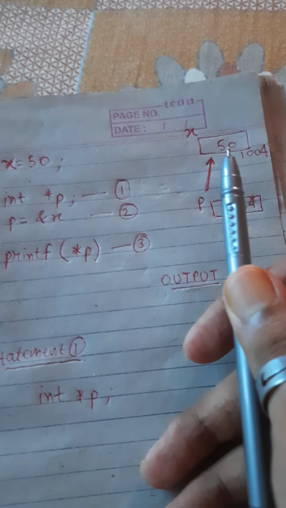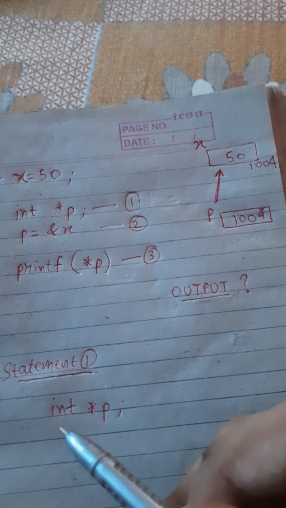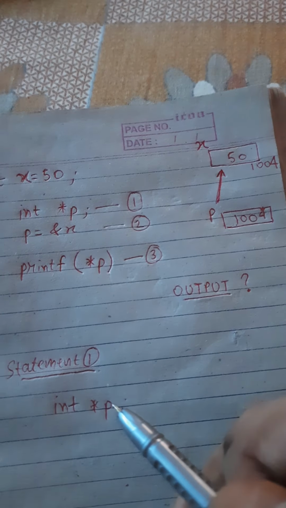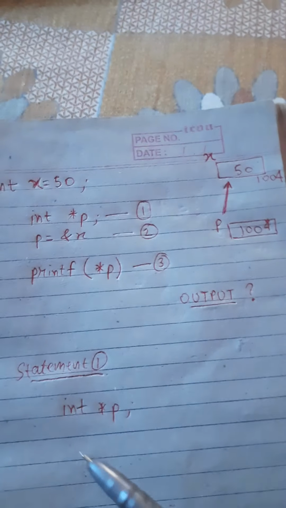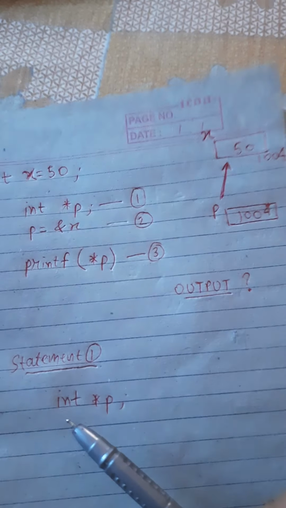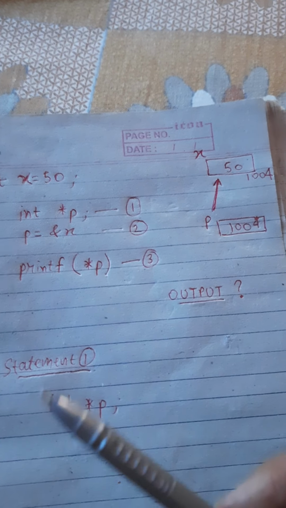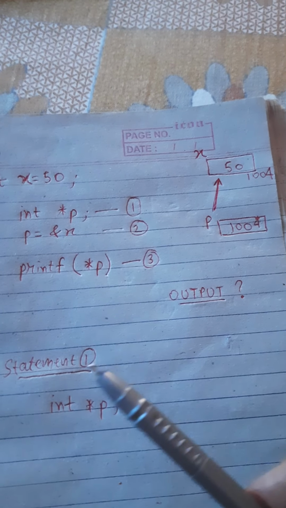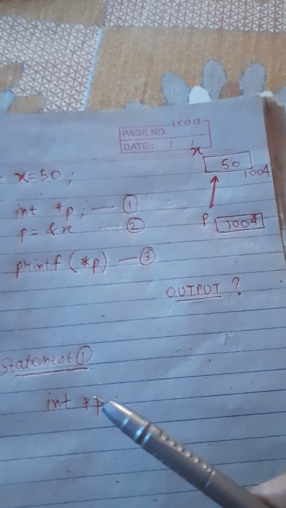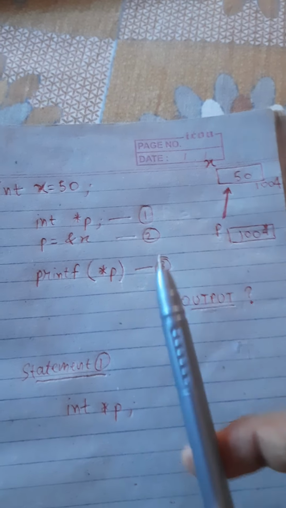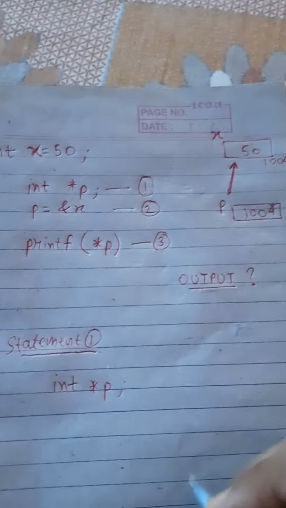Suppose instead of 50 I had 50.8, then I would have declared float star p. So the data type before a pointer variable indicates the type of the value that is stored in the location or the box to which p is pointing. And what is p? P is a pointer. Now let's come to statement 2.